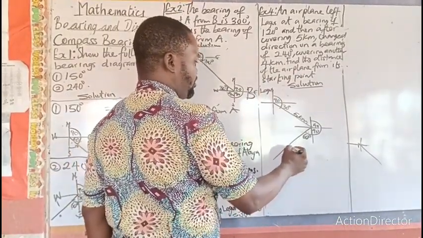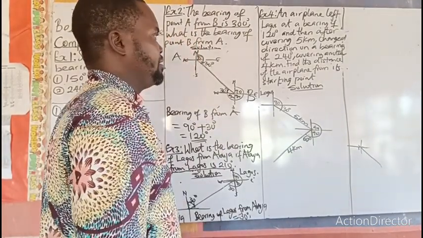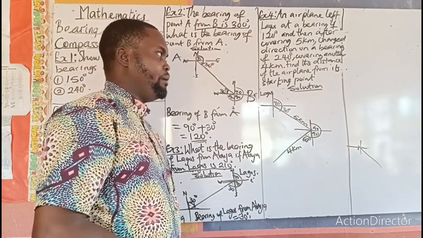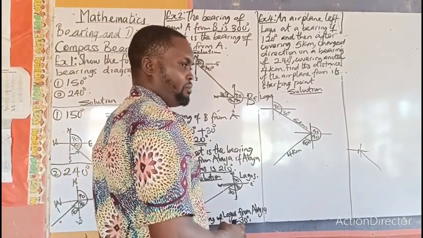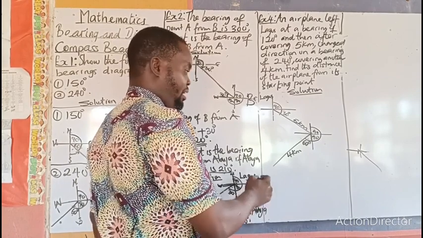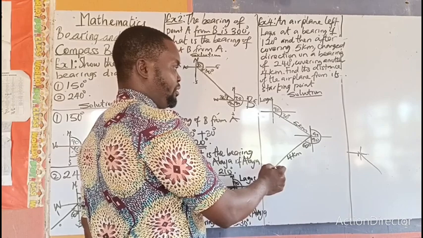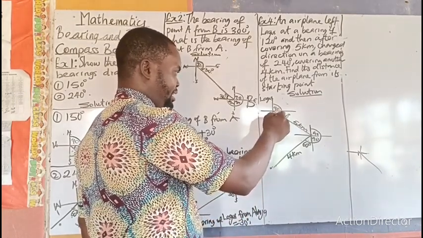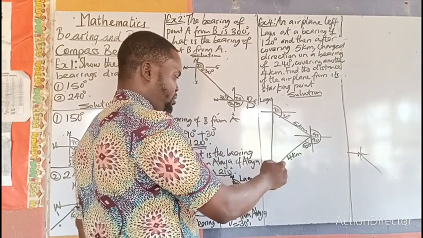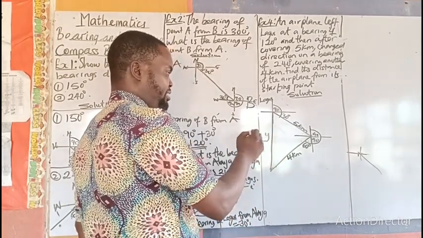And they told us what again? Covering another 4 kilometers. Are you seeing it? Yes, sir. Find the distance of the airplane from its starting point. Where is the airplane now? Here. Find the distance from where? From the starting point. Where is the starting point? Here. So they are telling you to draw a line from here to here, and find the distance. Call it a letter.